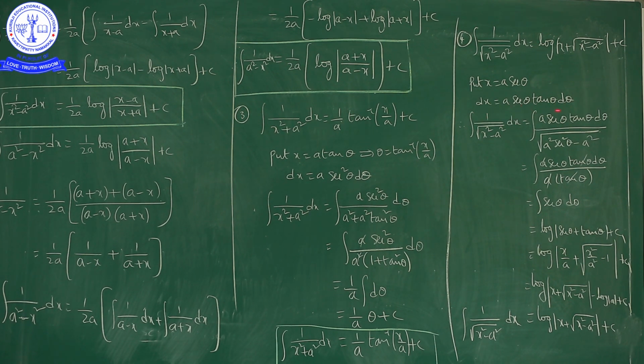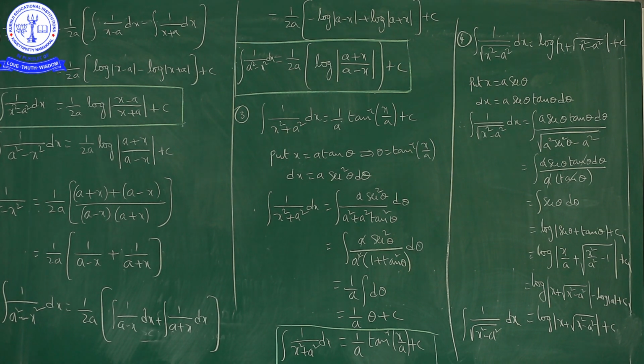So in place of dx what will we write? a secant theta tan theta d theta. In the denominator, x square is a square secant square theta minus a square. Here a square is common from both the terms, a square into secant square theta minus 1 under root. Okay, so square and square root cancel, what do we get? Secant square theta minus 1 is tan square theta, square root of tan square theta is tan theta. So a in the numerator, a in the denominator cancel, tan theta cancels. So integration of secant theta d theta.